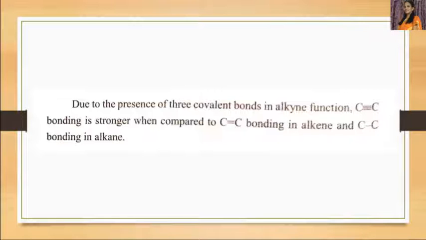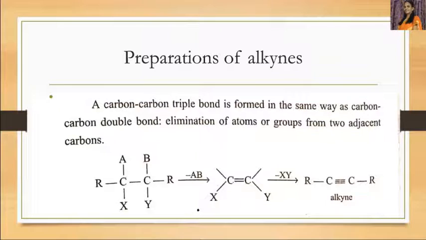Okay. Now let us see the preparations of alkynes. How are these alkynes, or acetylenes, prepared? A carbon-carbon triple bond is formed in the same way as a carbon-carbon double bond. In a carbon-carbon double bond, how is it formed? Due to the elimination reaction of alkyl halides, alcohols or dihalides, etc. So here also the carbon-carbon triple bond is formed in the same way, that is, elimination of atoms or groups from two adjacent carbons. It gives the alkynes, or acetylenes.